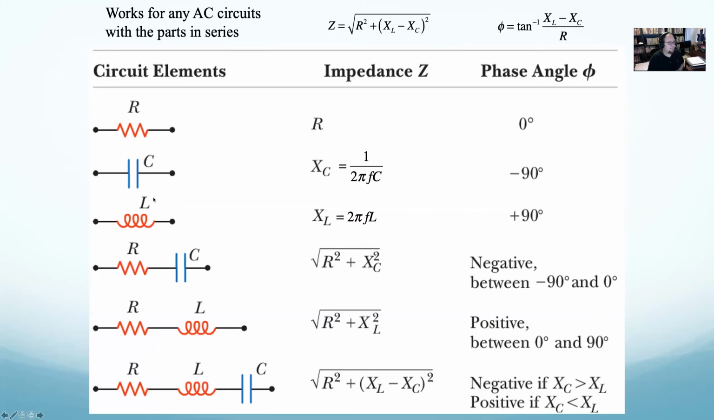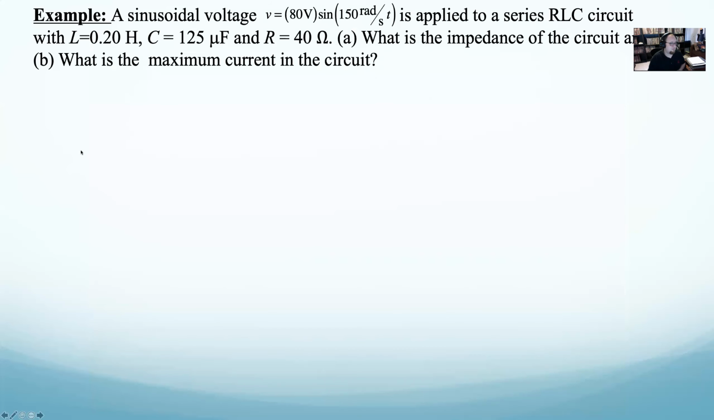Okay, I've got 7 minutes left, so I'm going to do an example unless there are any questions. Good?